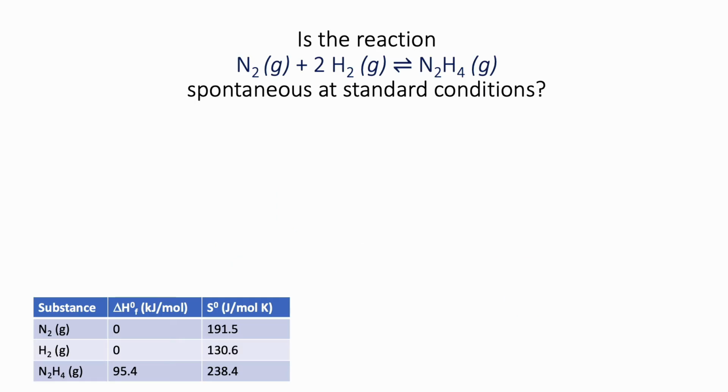All right, so here we're going to practice that on this reaction, putting together nitrogen and hydrogen gases to make hydrazine, which is a gas that can be used for rocket fuel. So the question is, is this reaction spontaneous when we're at standard conditions? We're going to calculate this by using delta G equals delta H minus T delta S, and we're going to need to calculate both delta H of the reaction and delta S of the reaction. So let's do that over here.